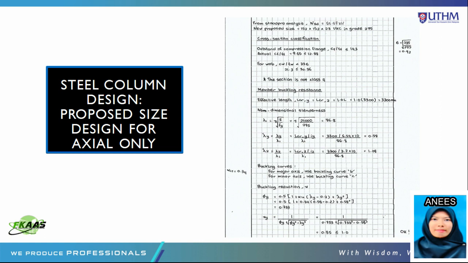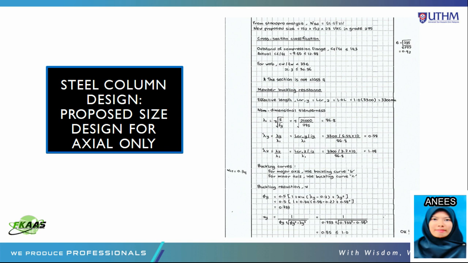Next, we calculate the proposed size design for axial only, and from STAAD Pro analysis, the value of NED is still the same, which is 68.87 kilonewton, but we propose a new size of column, which is 152 times 152 times 23 UKC in grade 275. We propose a new size because we want to know the difference between the size proposed by STAAD Pro and the size proposed by our group.